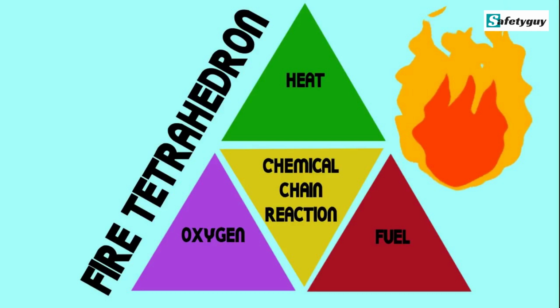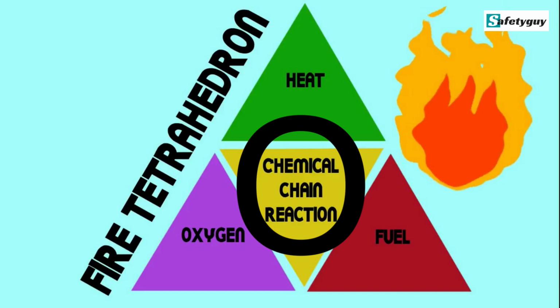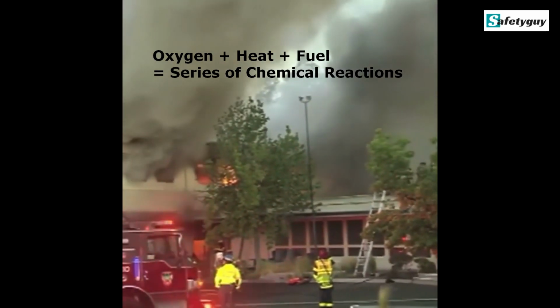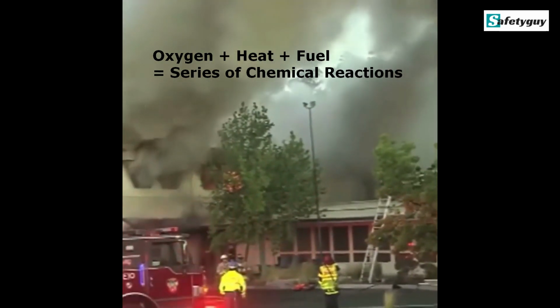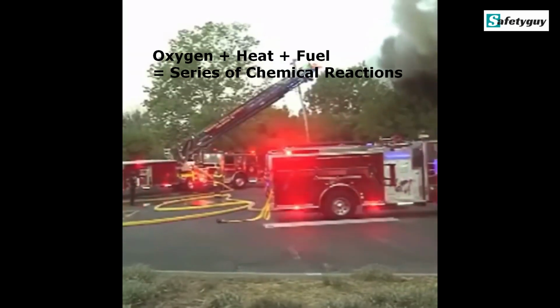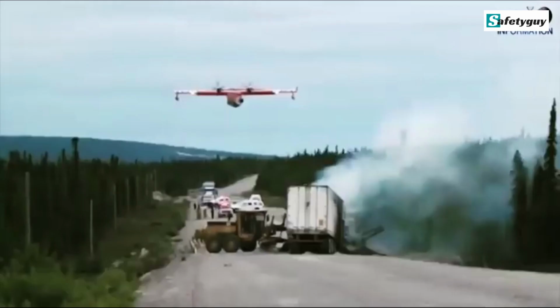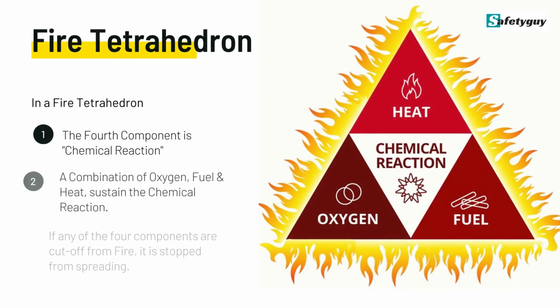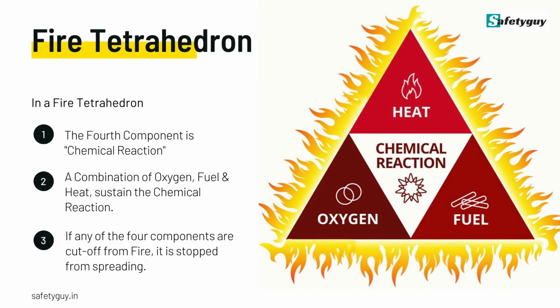Now, what is a fire tetrahedron? In a fire triangle, when a fourth ingredient is added, that is a chemical reaction, we get a fire tetrahedron. Many times, oxygen, heat, and fuel start a series of chemical reactions that help in sustaining the fire. An extinguishing agent can prevent the chemical reaction from continuing and the fire is stopped from burning. In simple words, if one removes any one or all of these four items, there won't be any fire.